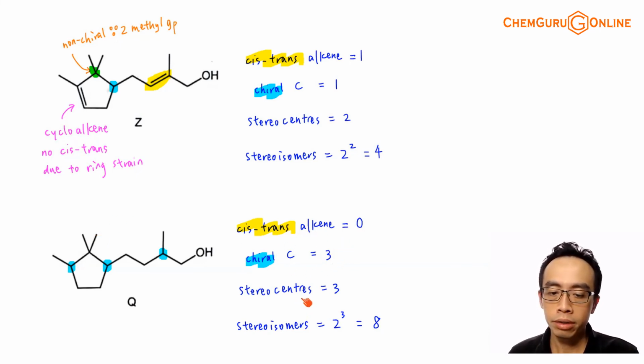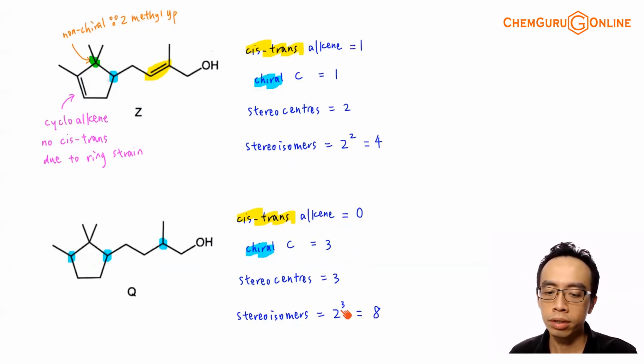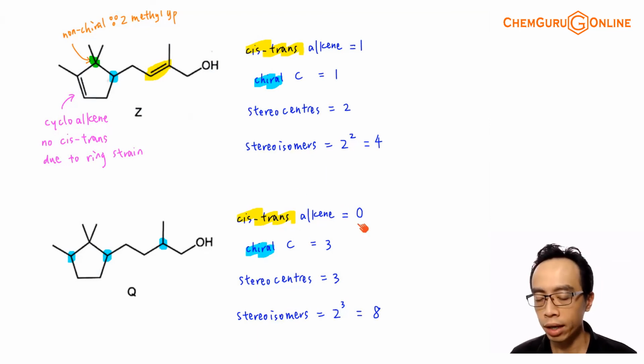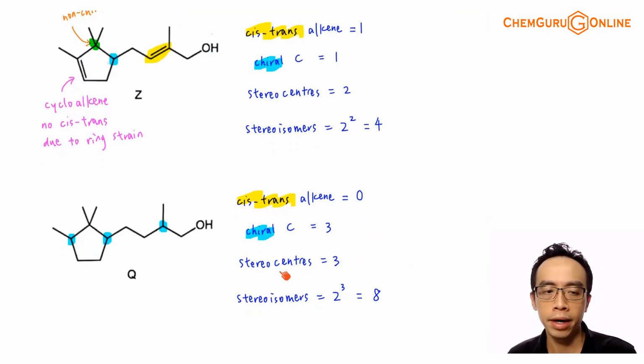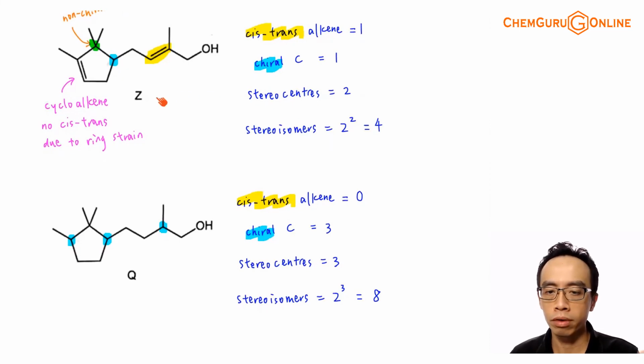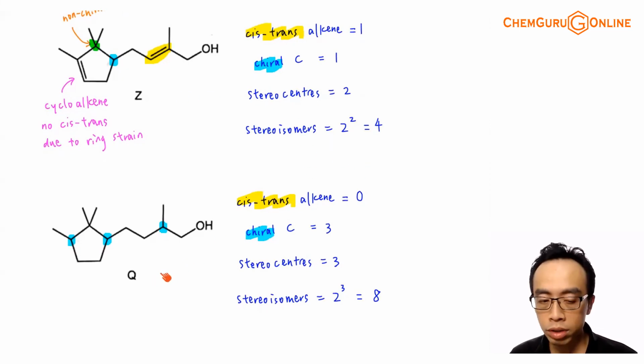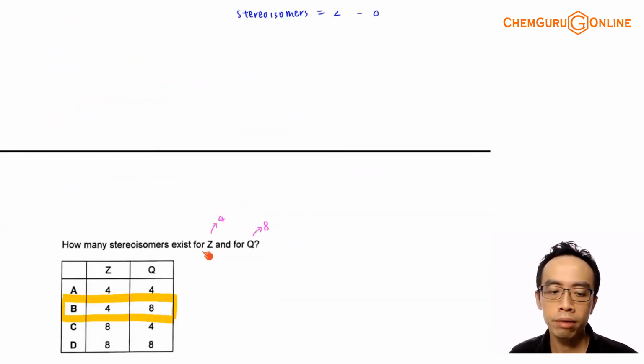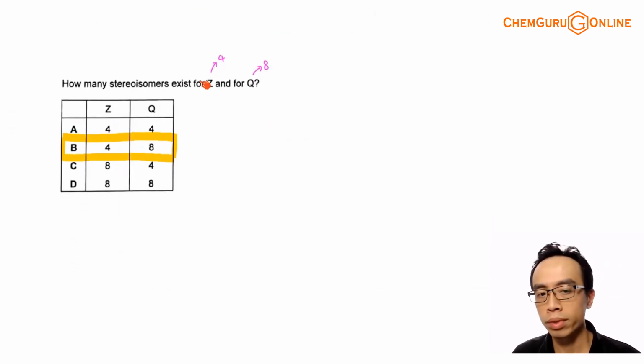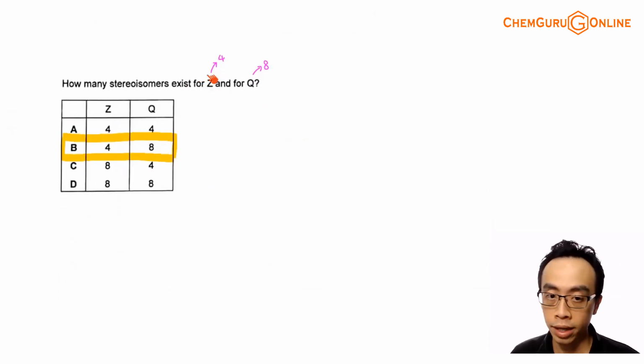Total number of stereocenters will be equal to 3 because there are no cis-trans alkenes. Total number of stereoisomers will be 2 to the power of 3, which will give me 8 stereoisomers. All of them are optical isomers because there's no cis-trans alkene here. So we have already identified the number of stereoisomers for Z, which is 4, and for Q, which is 8. So we can run through the options now. How many stereoisomers exist for Z and Q? Z there are 4 isomers, Q there are 8 isomers. So the answer to this question is actually pretty straightforward. This will be option B.